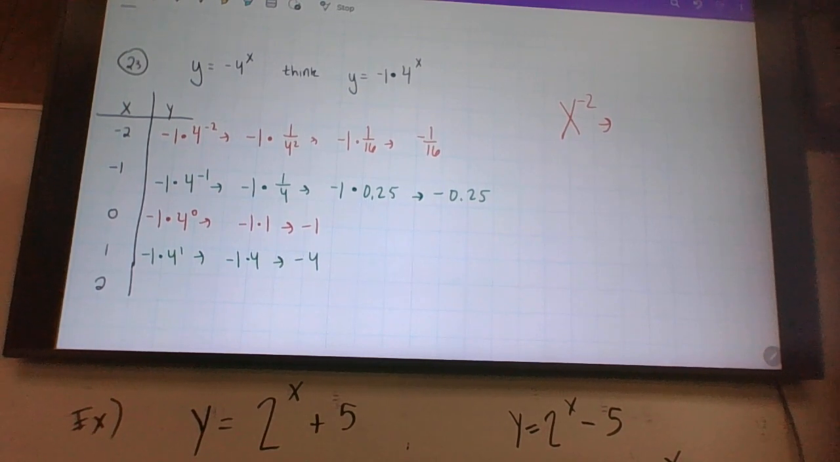If you have a negative exponent, you put it on the bottom. So 8 to the negative 2 has a negative exponent, so you put it on the bottom.